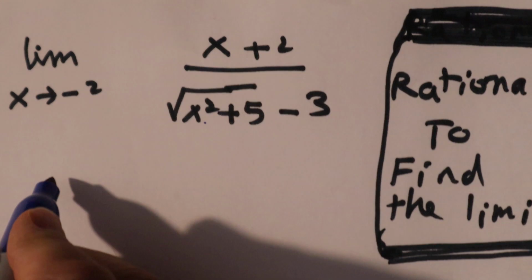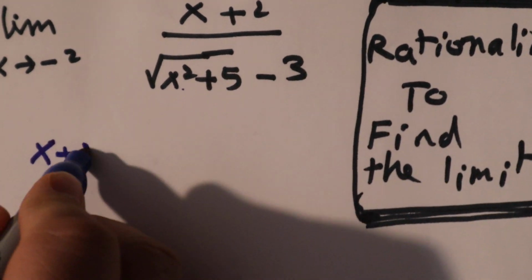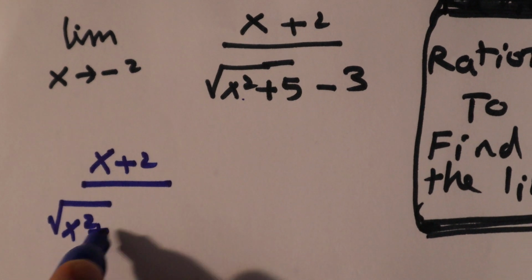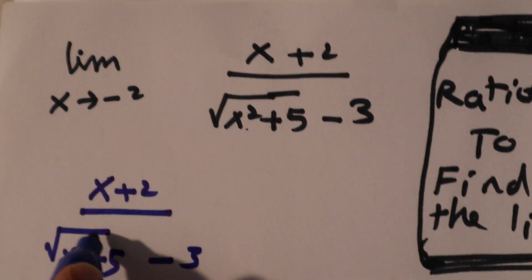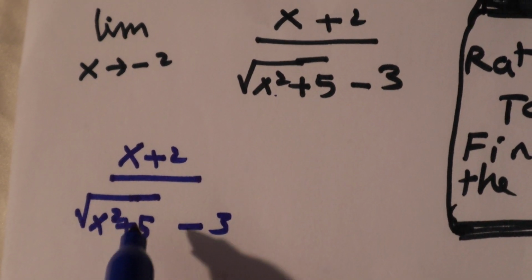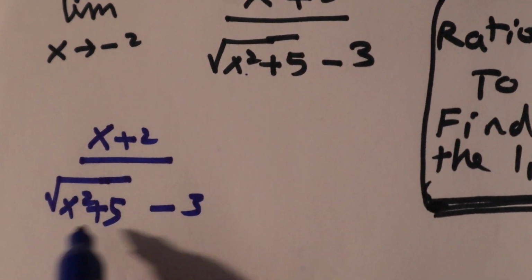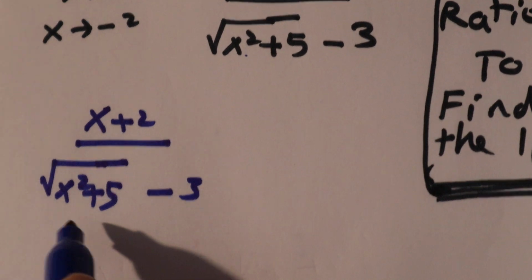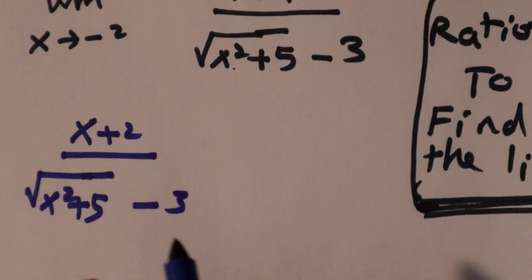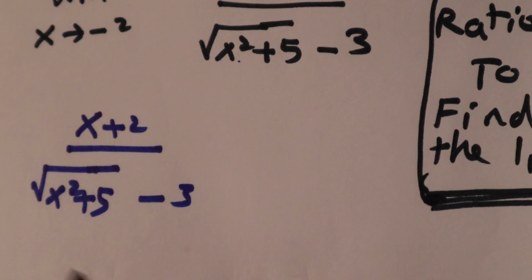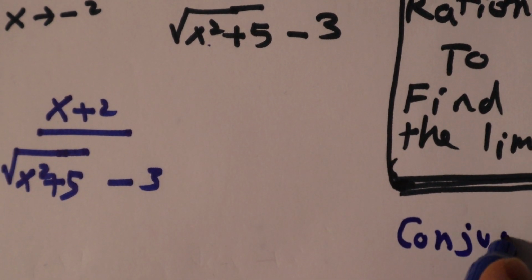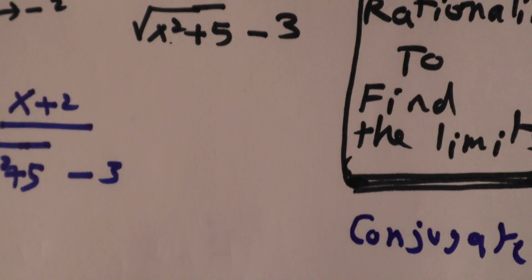x plus 2 over square root of x squared plus 5 minus 3. The problem is that when we have a radical and we plug in -2, the result of 3 minus 3 is 0. So we need to get rid of that, tweak it. How do you do that? Multiply by the conjugate. What is a conjugate?